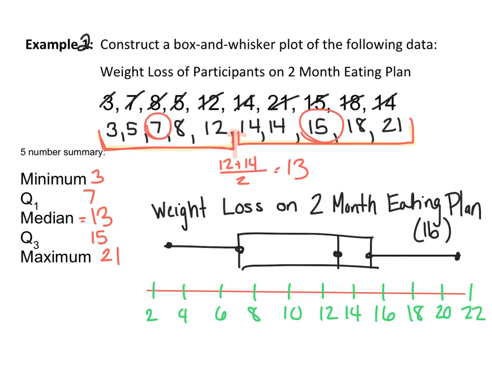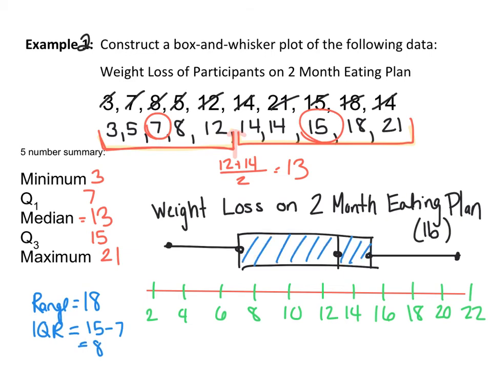Okay, you may also be asked to find things like, what's the range of weight loss? So you take the highest, which is 21, minus 3, which is going to be 18. So my range here is 18. My interquartile range, the middle half of my data, is again Q3, which is 15, minus Q1, which is 7. So this equals 8. So the middle half of my data here, those people are losing within 8 pounds of each other.